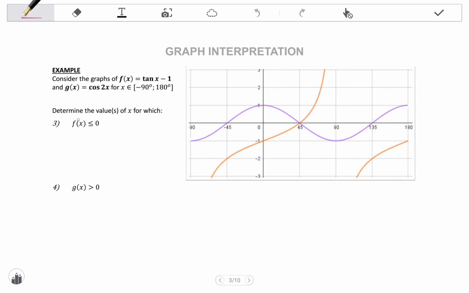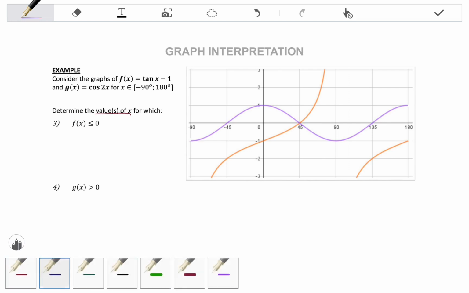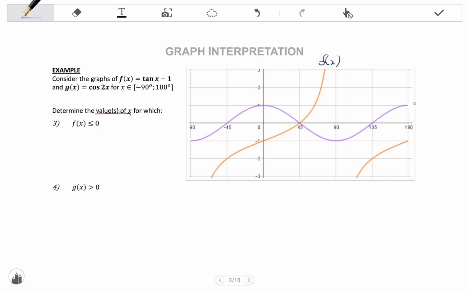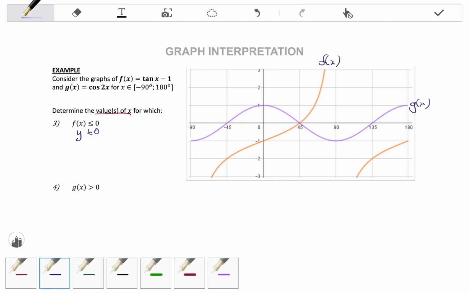Okay, sticking to the same graphs, we continue our questions, and we are asked to determine the values of x for which f of x is less than or equal to 0. Now remember that this is f of x, and here we have g of x, okay? So f of x less than or equal to 0 is indicating where the y values are less than or equal to 0, okay? Where are the y values less than 0? That's negative. It's below the x-axis. So for these questions, we use our knowledge of the y coordinates to find the part of the graph that we are interested in, okay?